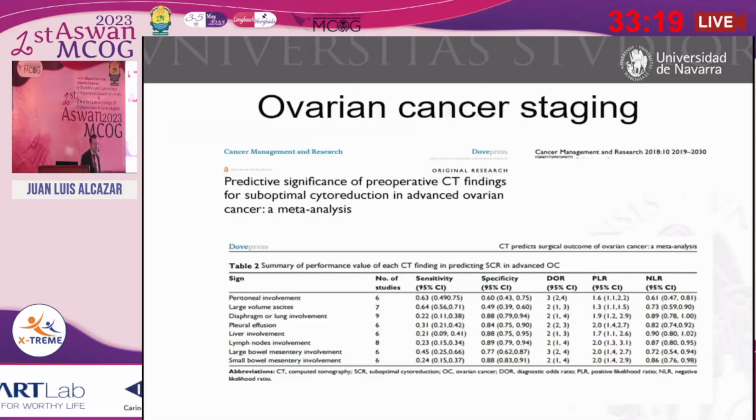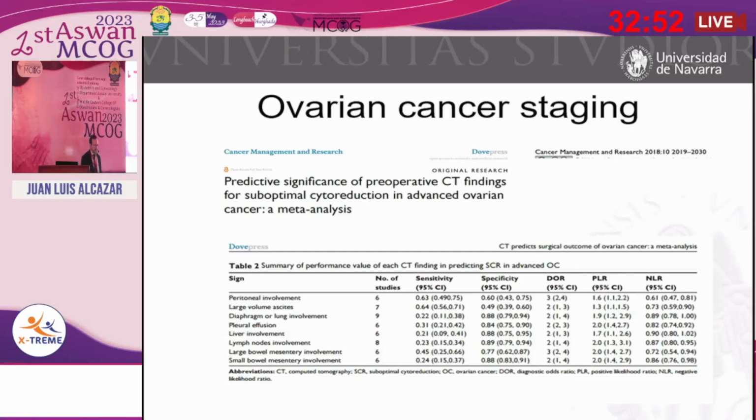Regarding ovarian cancer staging, I don't know how many of you are involved in ovarian cancer surgery, but probably you would agree with me that when analyzing the extent of the disease prior to surgery, we usually focus on imaging techniques such as CT scan and in some centers MRI.